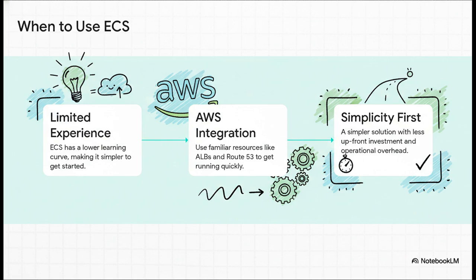If your answer was yes, then ECS, our guided tour, is almost certainly your best bet. It's the perfect choice when your team doesn't have a bunch of Kubernetes experts on staff. It's ideal when you're already all in on the AWS ecosystem and you want everything to just connect seamlessly. And it's the winner when your main goal is simplicity and keeping your operational headaches to a minimum.